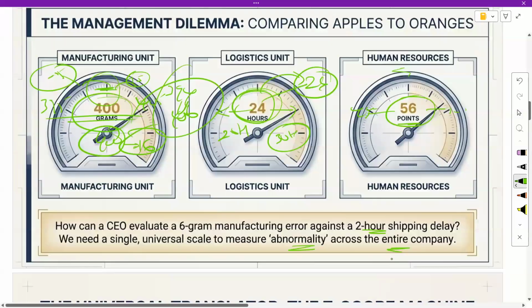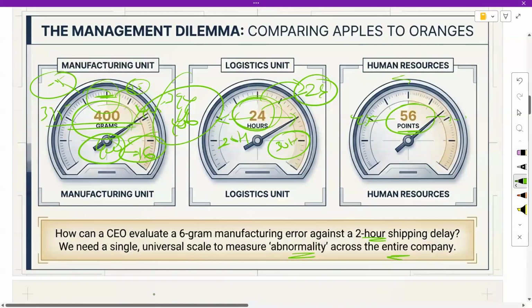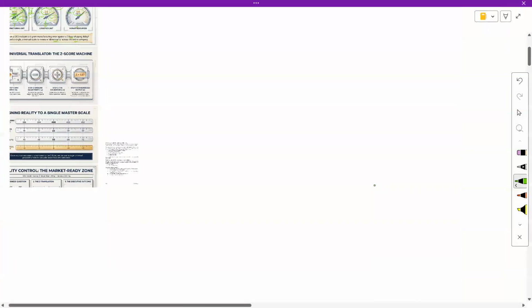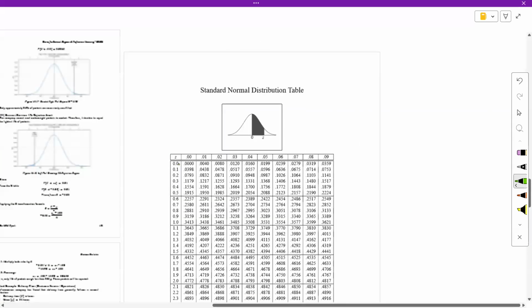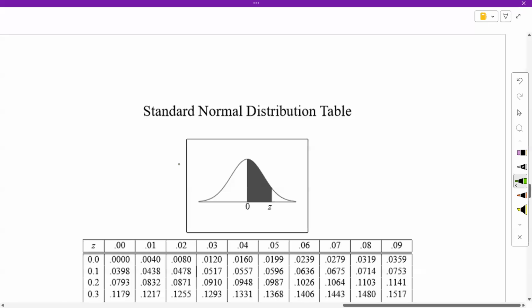Right. Here, you see, in this business scenario, they are using grams. This scenario, delivery hours. This scenario, scores. It has different things, different properties, different business contexts. But we have only one table. What is it? The normal distribution table. Why can we apply this one normal distribution table? Because it is standardized, right? The standardized normal distribution table.